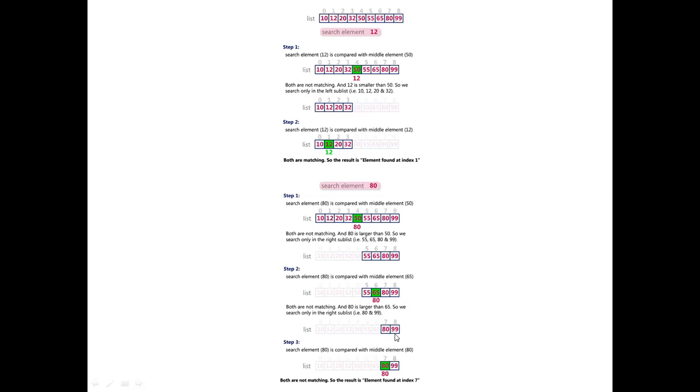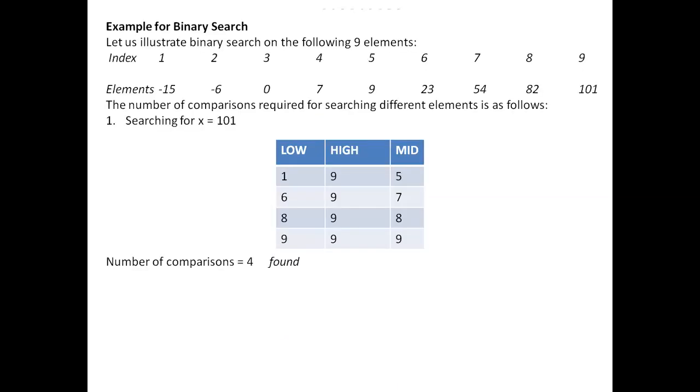Okay, you divide: 7 plus 8, 15. 15 by 2, 7.5, lower division 7. So at the 7th index, you see that 80 is equal to 80. The element 80 has been found at the 7th index. That is how this binary search proceeds. Let's go for another example.